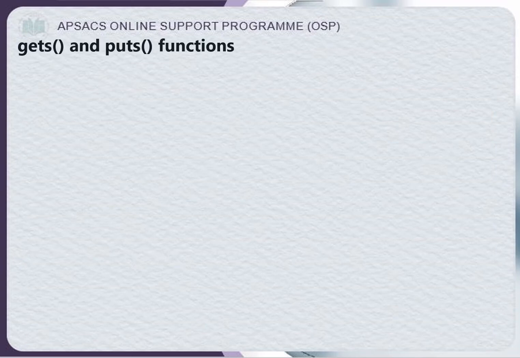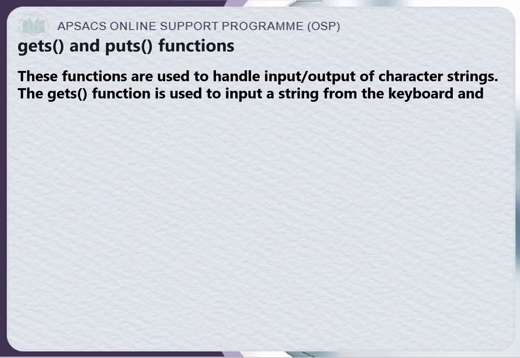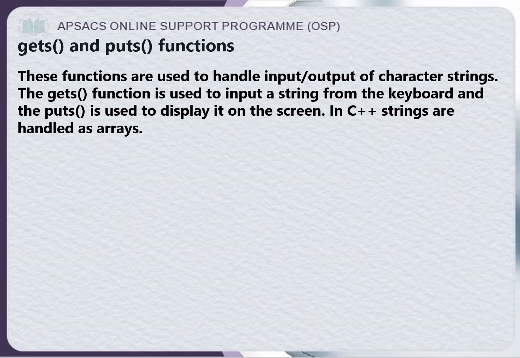Now gets and puts functions. These functions are used to handle input output of character strings. The gets function is used to input a string from the keyboard, and the puts is used to display it on the screen. In C++, strings are handled as arrays. We will discuss arrays in detail in our next few lectures.